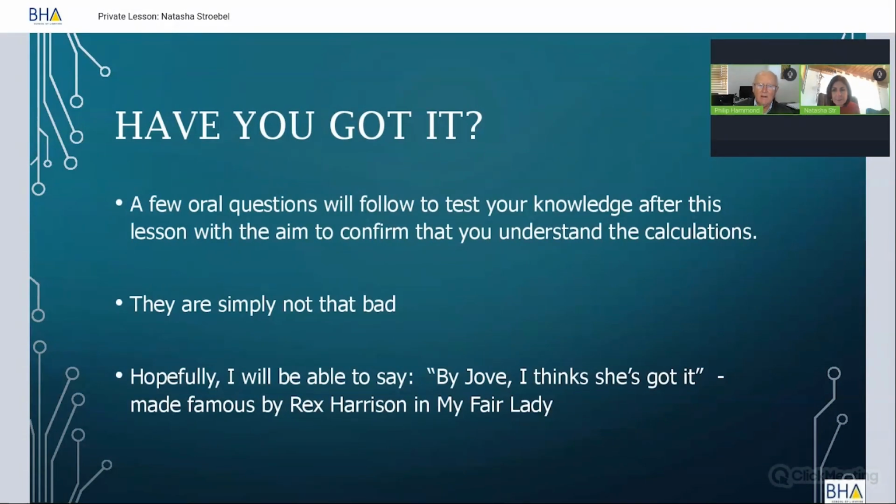Okie dokes. All right. So hopefully I can now say, like Rex Harrison said in that great show, My Fair Lady. Did you ever see My Fair Lady? Years ago, I think. I remember the saying when that Cockney lady was learning to speak: the rain in Spain falls mainly on the plain. And he taught her to speak like a lady. And eventually he said, by Jove, I think she's got it.